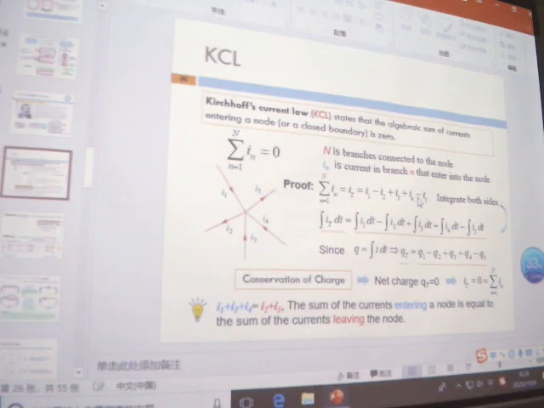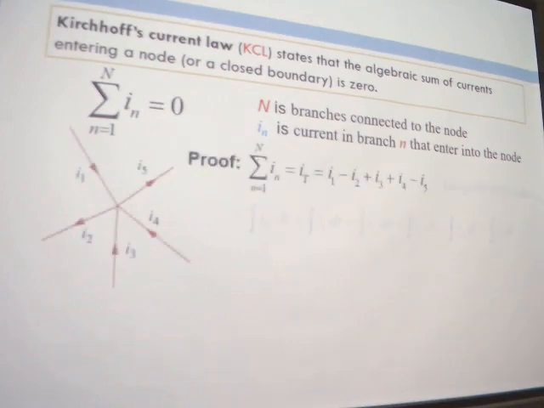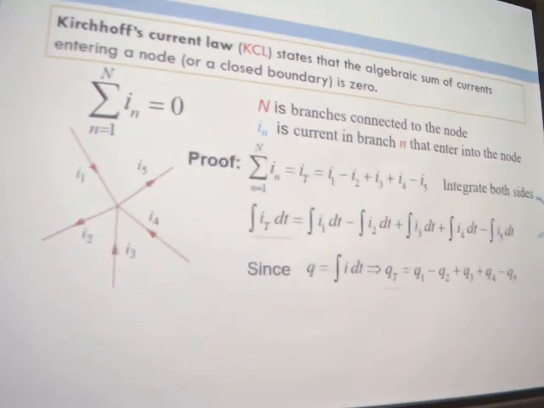Right? And now we're going to integrate both sides of this equation, and for the left side we will have this one, this one, this one. And we can see this integration is actually the QT from the definition. Remember? And then we can have this part equal to Q1 to Q5.